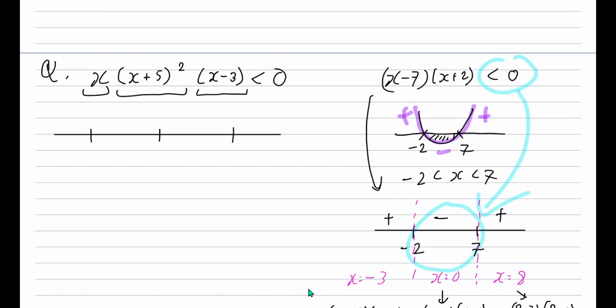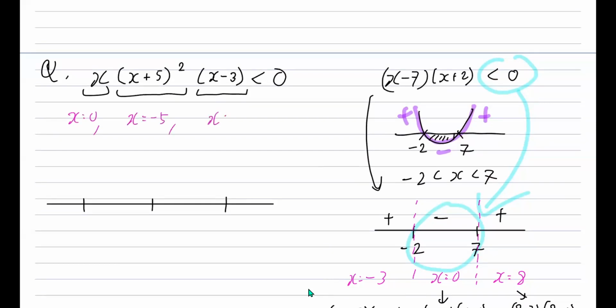What are the roots? The first one will give us x equal to 0. The second one gives us x equal to -5. The third one gives us x equals +3. So can you just put 0, -5, and 3 here? Just follow. Can or not? Number line. -5 in the middle, 0 on the left side.